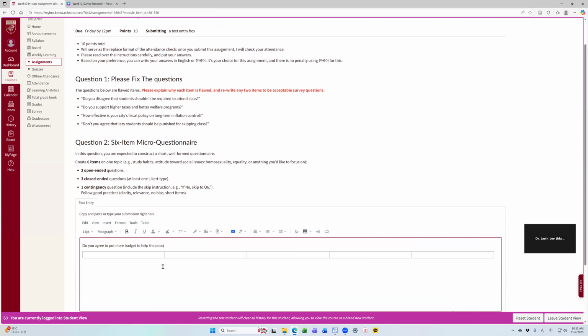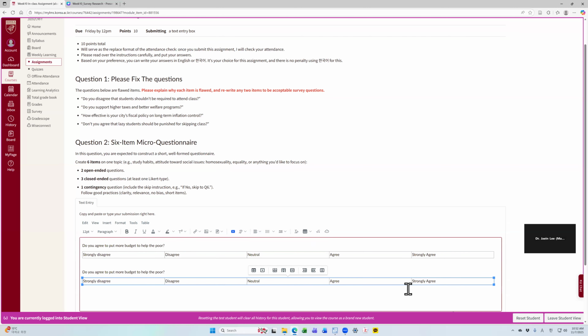Not very clear yet, but: strongly disagree, disagree, neutral, agree, strongly agree. Right? There might be another one.